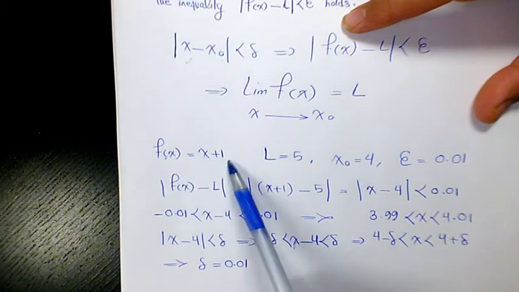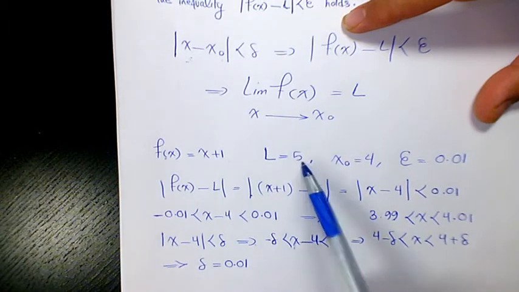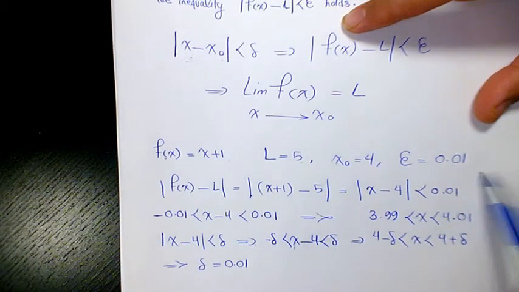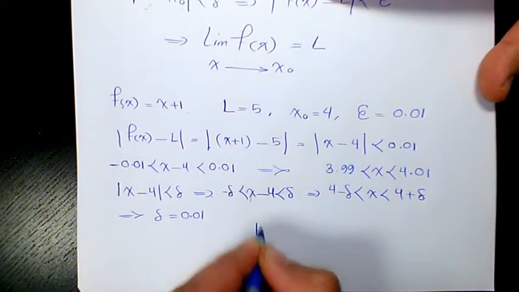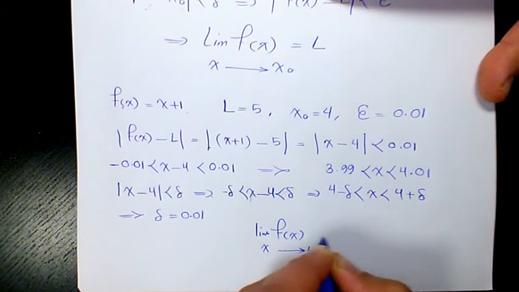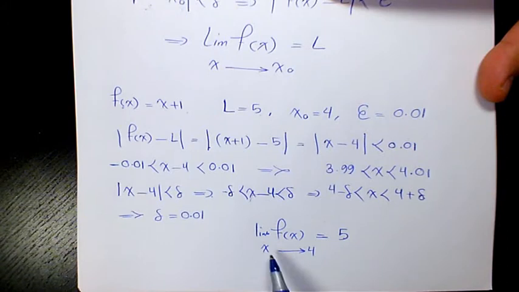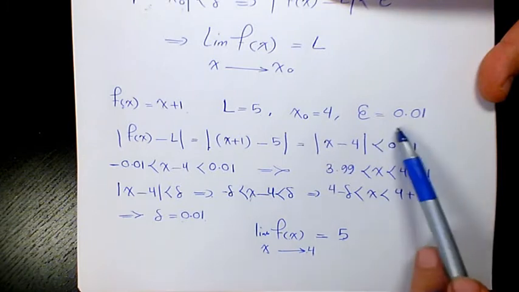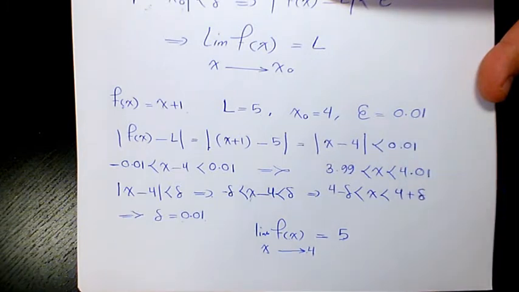So if the distance between x and 4 is less than 0.01, we can say that the distance between f of x and 5 is less than 0.01. So we can say that the limit of f of x when x is approaching 4 is equal to 5. So one more time, the distance between x and 4 is less than 0.01, and it concludes that the distance between f of x and 5 is less than 0.01. So that's the precise calculation of a limit.